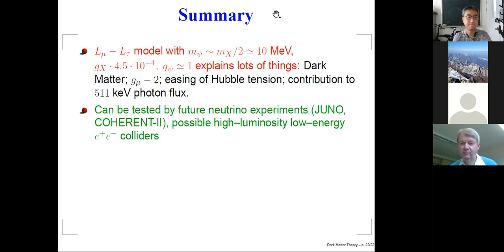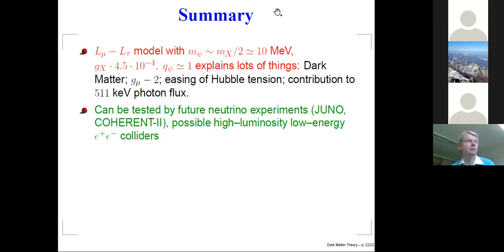What about the ratios R K star and the like? Don't people employ L mu minus L tau also for these?